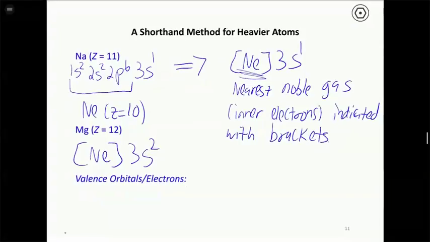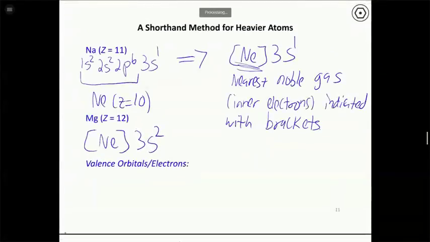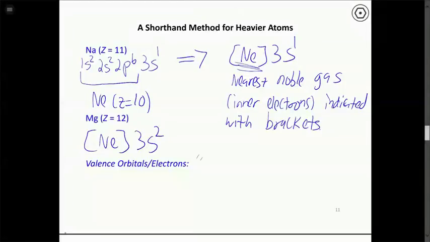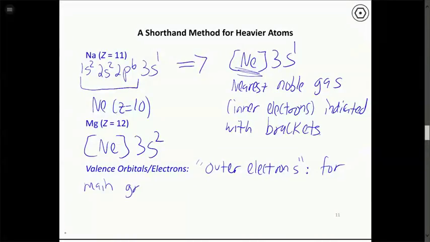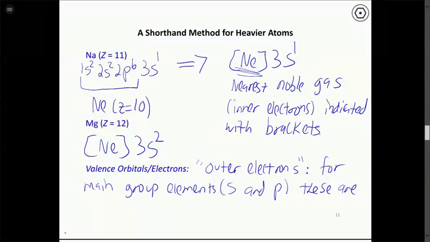And then a concept that comes out of this is the idea of what are called valence orbitals or valence electrons. These are the outermost electrons. The only ones we're going to worry about for now are the main group elements, which are those that are in the s and p block. These are the electrons with the highest principal quantum number n.